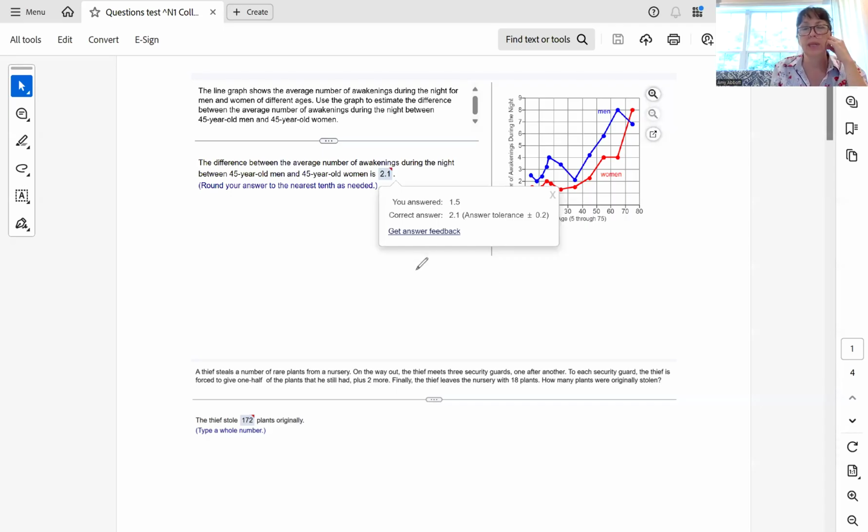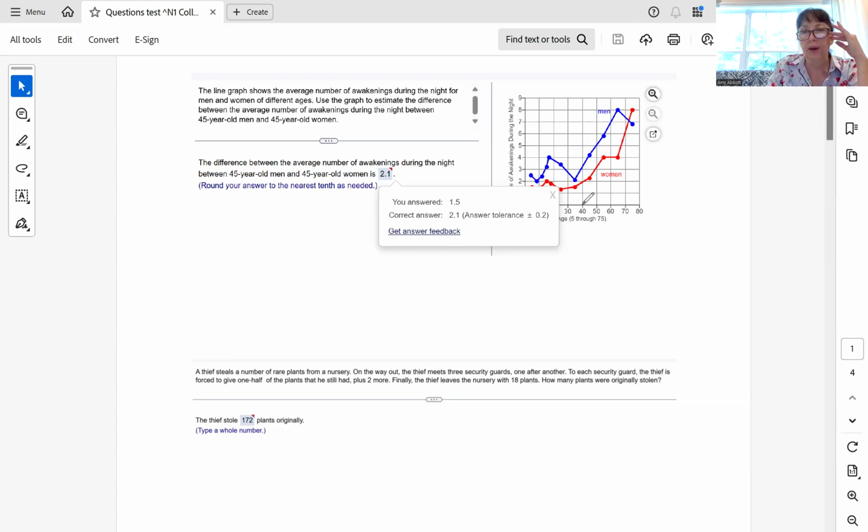We had some questions on the first test we took. The first question here was about this graph. The question wants to know, the line graph shows the average number of awakenings during the night for men and women of different ages. Use the graph to estimate the difference between the average number of awakenings during the night between 45-year-old men and 45-year-old women.